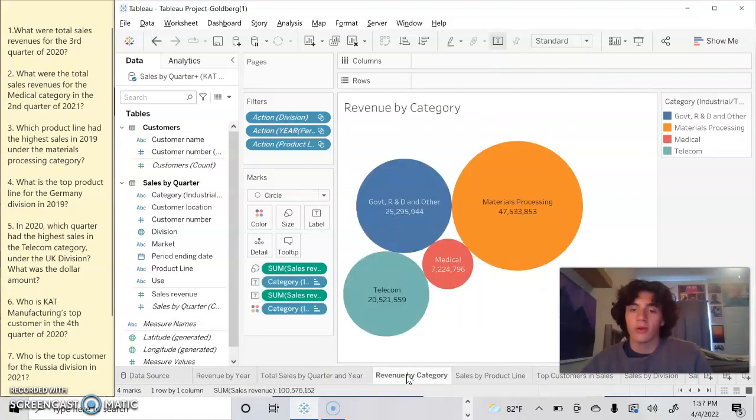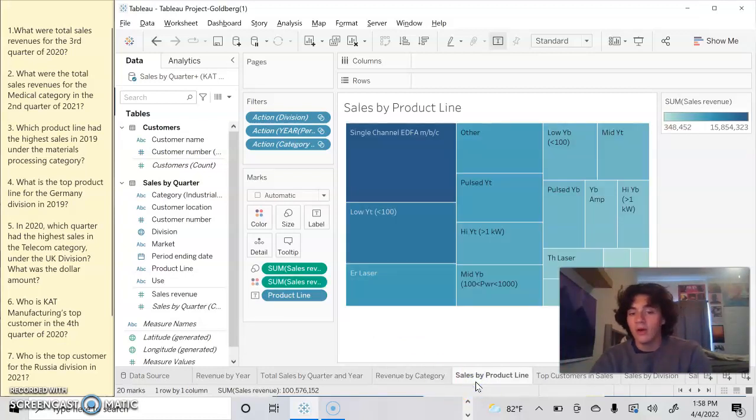Next, revenue by category. We're seeing what category of products are being sold. So it's kind of just classifying them, and we can see the revenue that comes with it. Sales by product line, also related to said category, and it can be manipulated by division and year, as we can see later in the dashboard.